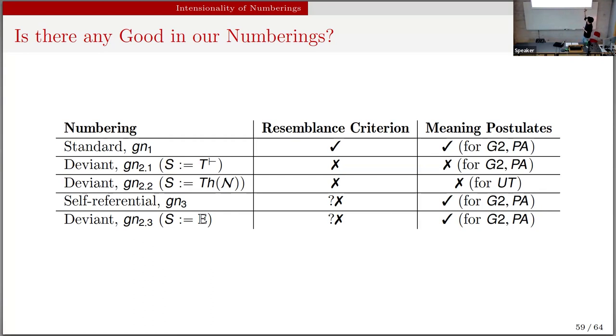So you need the meaning postulate, but you also need the resemblance criterion. The very basic condition that we have is that the self-referential numbering does not satisfy the resemblance criterion, because it's just a trick. Basically, we encode the self-referential property into the numbering, and that's not how we build syntax. Syntax is not like this. So at some point along the way, it fails to resemble the syntax. And so far there is no good account of the resemblance criterion that gets right those intuitions that say the standard numbering does resemble the syntax, and the self-referential numbering does not resemble the syntax.